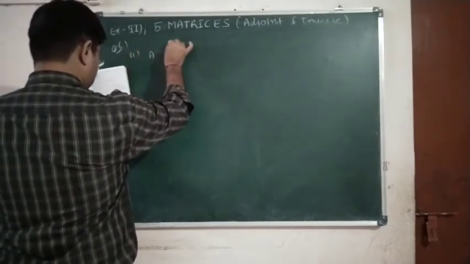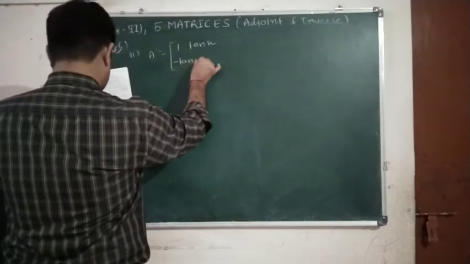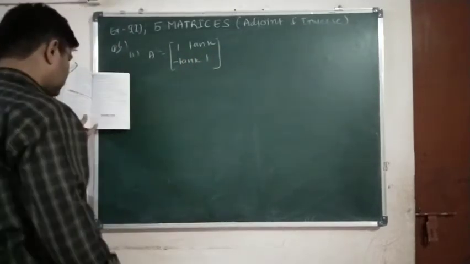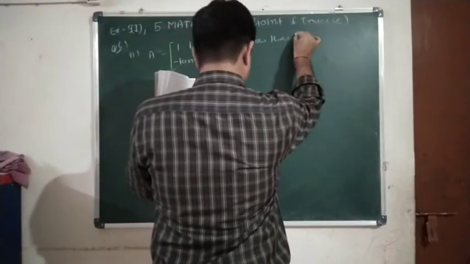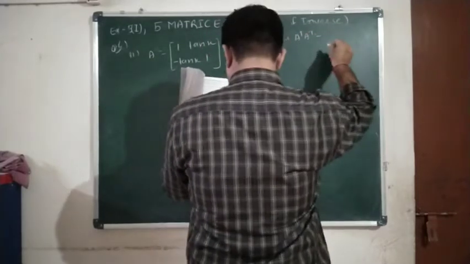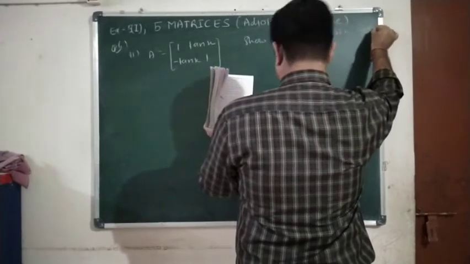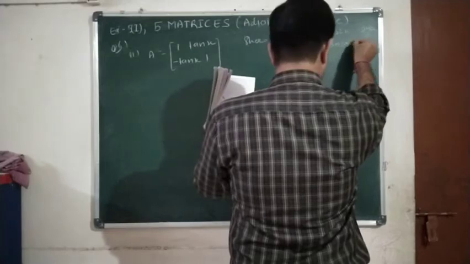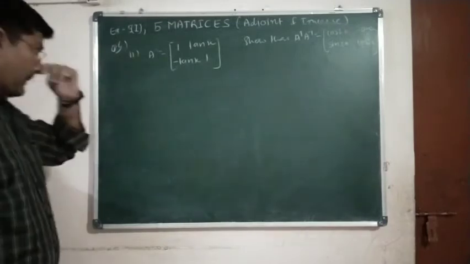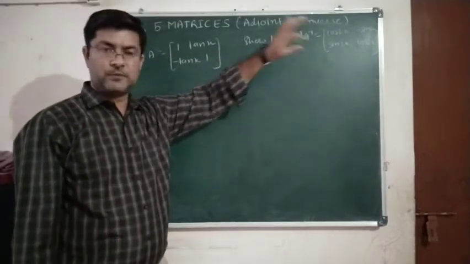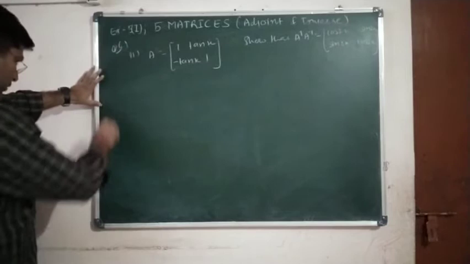Okay, we are given a matrix A = [[1, tan x], [-tan x, 1]]. We have to show that A transpose into A inverse is equal to [[cos 2x, -sin 2x], [sin 2x, cos 2x]]. So we have to take the product of A transpose into A inverse. It means we have to find the two things, A transpose and A inverse. Let us first find out A transpose.